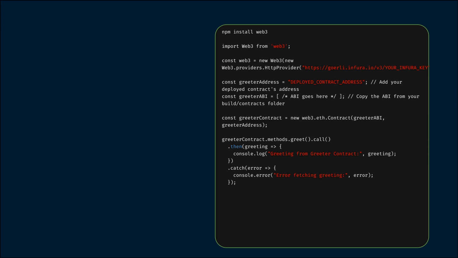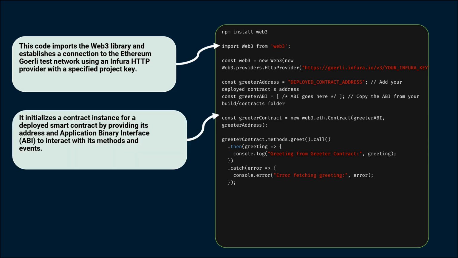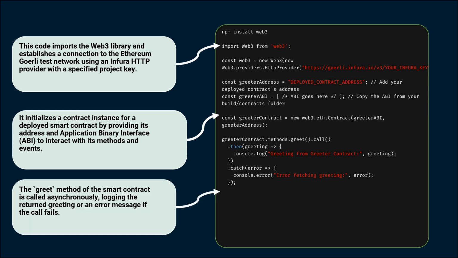Now let's see how we can implement interaction with the Greeter smart contract using JavaScript and the Web3.js library. First, you'll need to install Web3.js, which is the Ethereum JavaScript API that enables communication with your deployed smart contracts. After installation, we import the Web3 library into our script. Next, we establish a connection to the Goerli test network via an Infura endpoint. This requires using your unique Infura project key to ensure secure access.